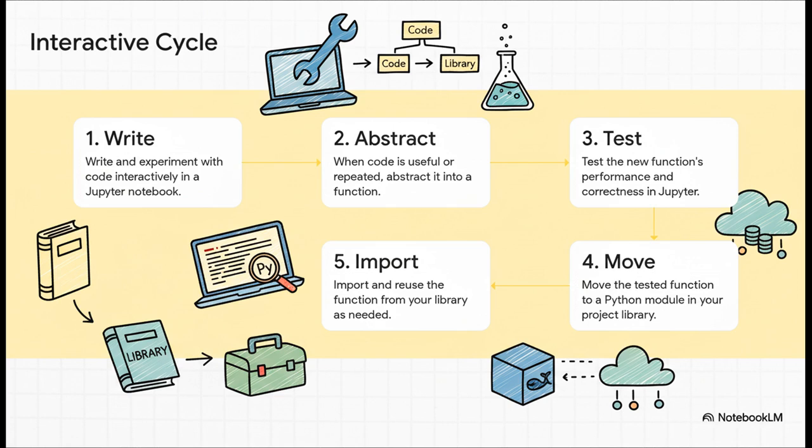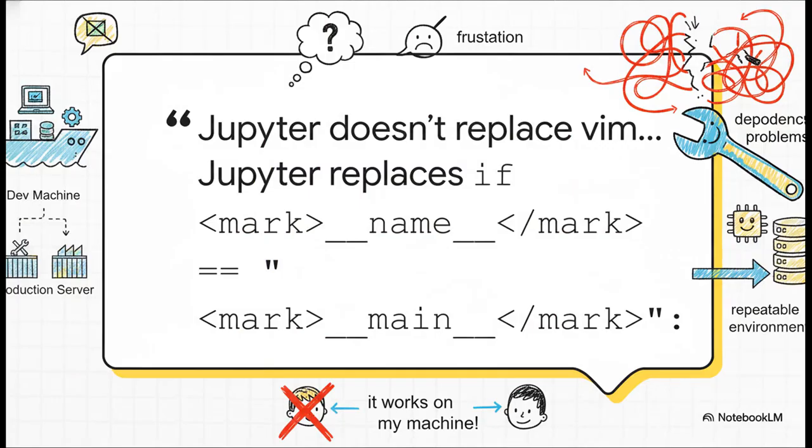And then, and this is the absolute game changer, you move that battle-tested function out of the notebook and into a reusable Python module. Now it's clean, production-ready code that you can just import whenever you need it. This quote from Joshua Cook totally reframed how I think about Jupyter. It says, "Jupyter doesn't replace Vim, Jupyter replaces if __name__ == '__main__'." It's not supposed to be your main code editor. It's your interactive playground, your command center. It's where you drive and test the clean production quality code that lives in your modules.